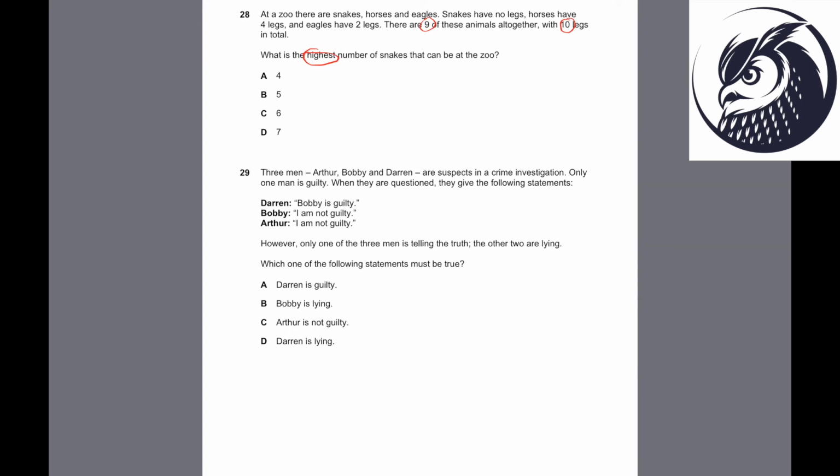If you want the highest amount of snakes, then you actually want as many horses as you can fit, because each horse is going to contribute 4 legs and really help get you up to the count of 10 legs in total. So using our logic, we know that to get the highest amount of snakes, to get the most number of snakes, we will actually want as many horses as we can get. We want as many horses as possible.